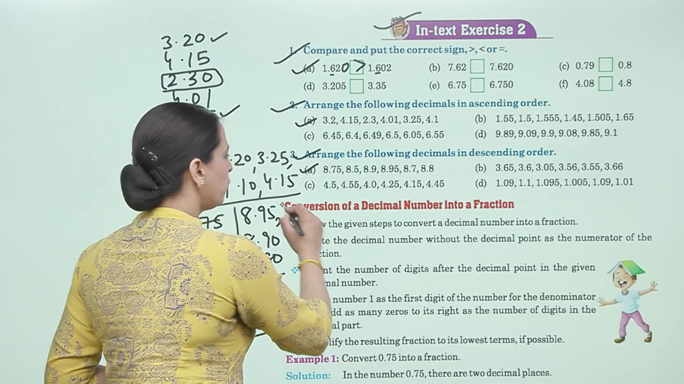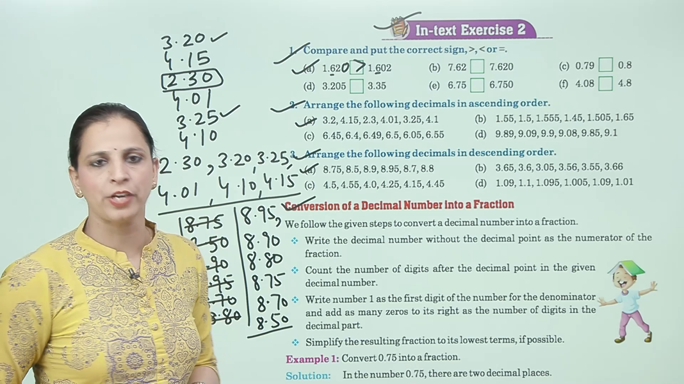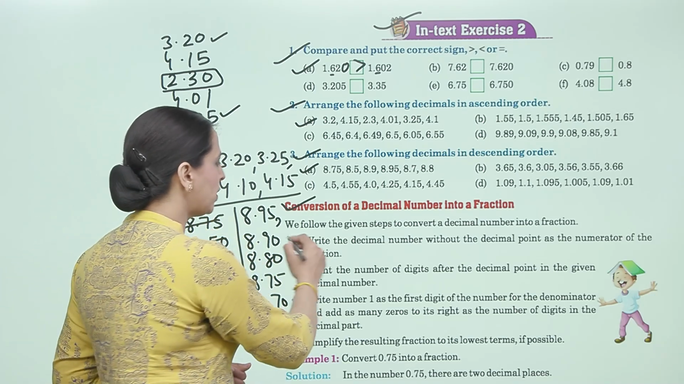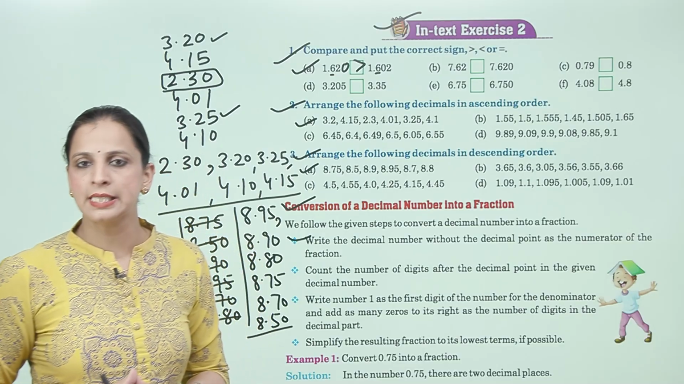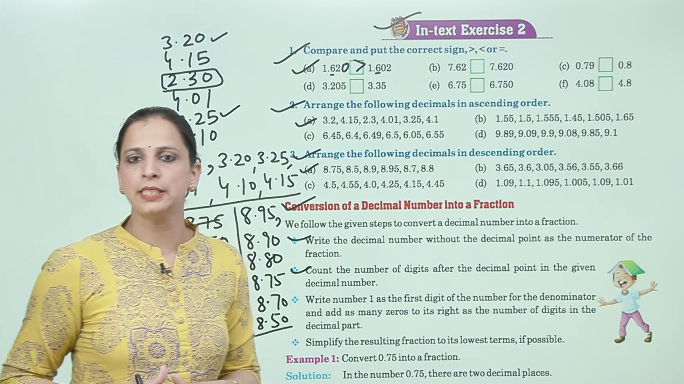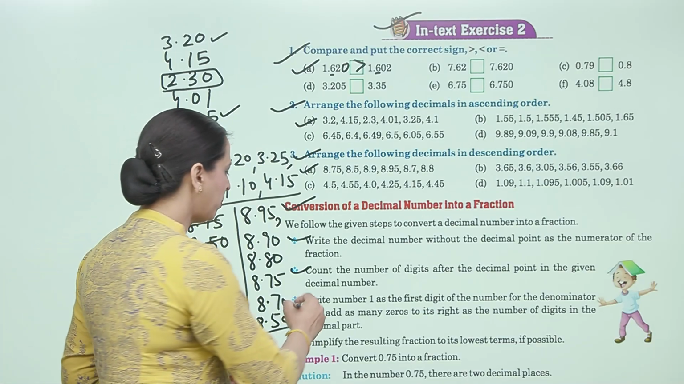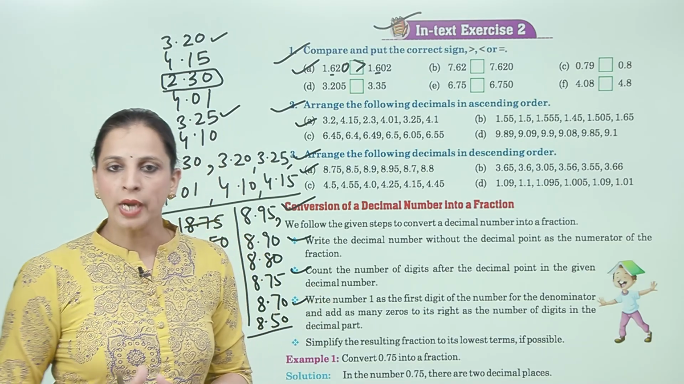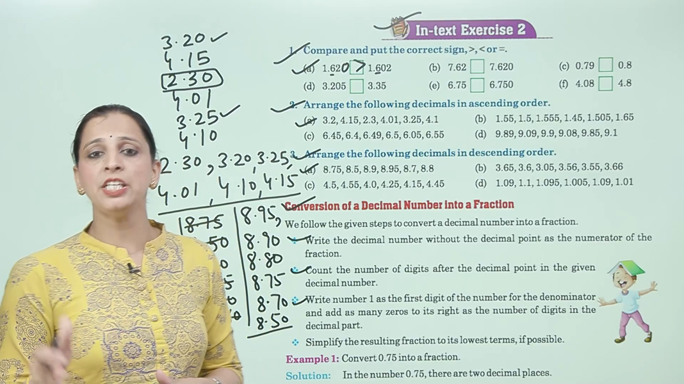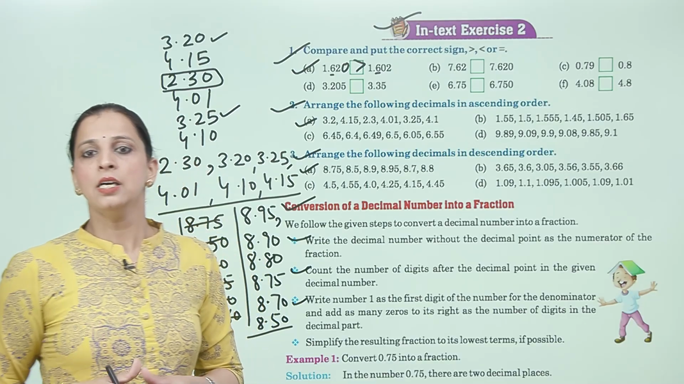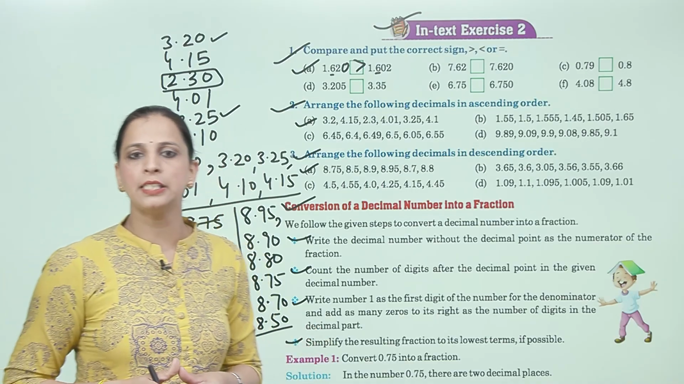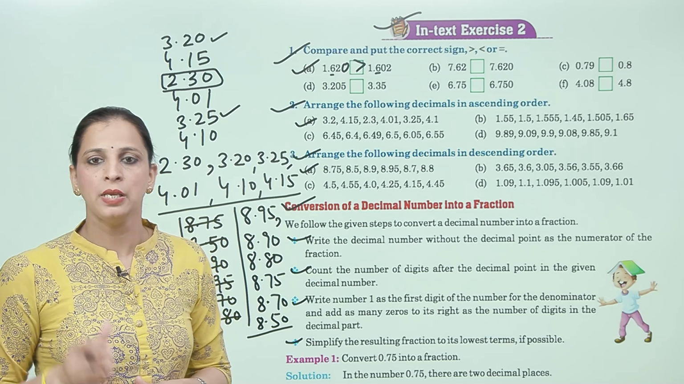Now next is conversion of a decimal number into a fraction. We follow the given steps to convert a decimal number into a fraction. First, write the decimal number without the decimal point as the numerator of the fraction. Now count the number of digits after the decimal point in the given decimal number. Now write 1 as the first digit of the denominator and add as many zeros to its right as the number of digits in the decimal part. Next, simplify the resulting fraction to its lowest term if possible.